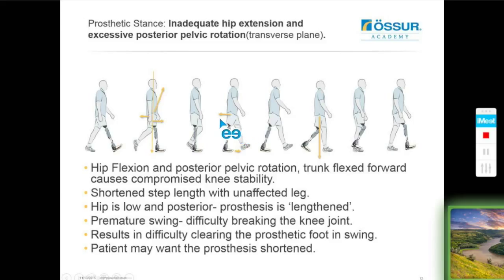Remember, the pelvis is actually moving backwards, not forwards. So they can't move onto their prosthetic toe properly. They take a shortened step with their intact leg, which means they're going to come off their prosthetic foot early at around the level of the midfoot, maybe reaching the metatarsal level, but probably not. So they're going to go into a premature prosthetic swing phase, which means they're going to have difficulty in breaking that knee joint into flexion, and they're also going to have difficulty in clearing that prosthesis during swing phase.